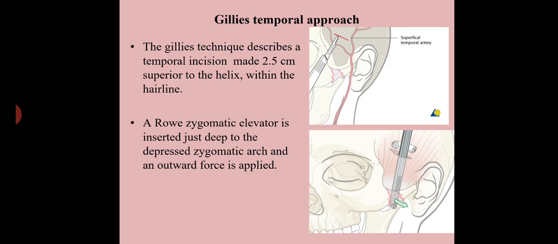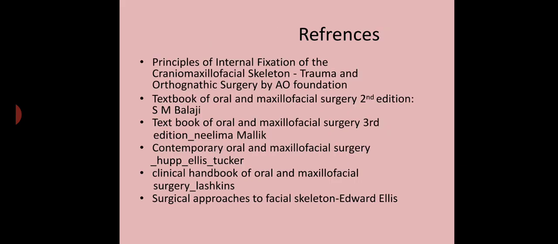The Gillies technique describes a temporal incision which is made 2.5 cm superior to the helix within the hairline. Then the Rowe zygomatic elevator is inserted just deep to the depressed zygomatic arch, and an outward force is applied in order to raise the depressed zygomatic arch. These are the references.